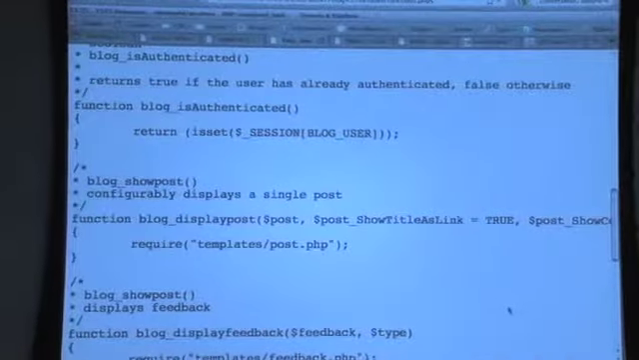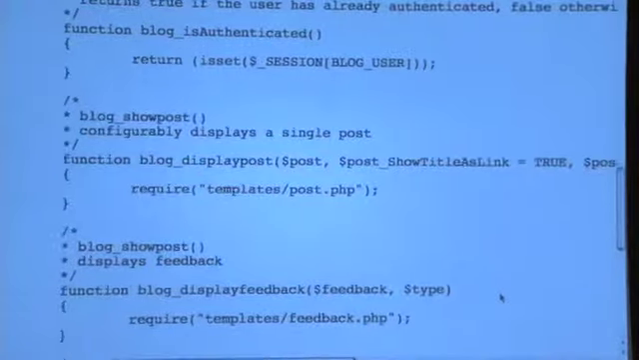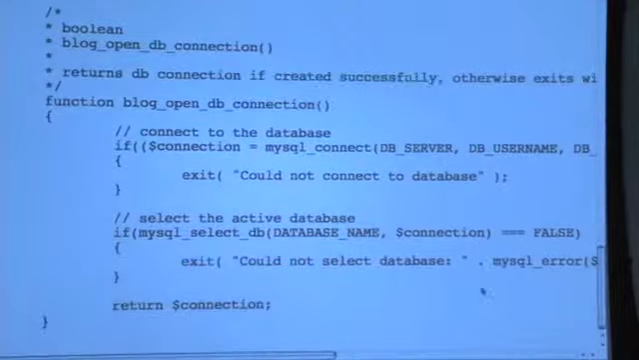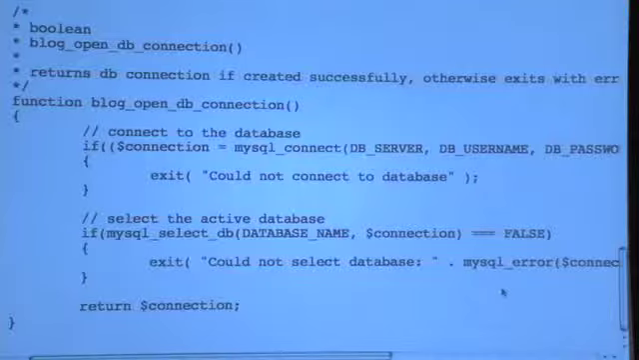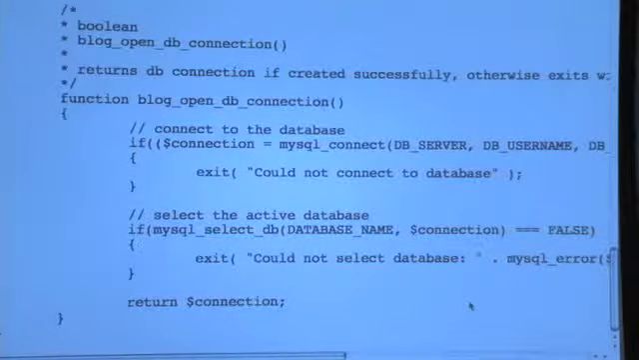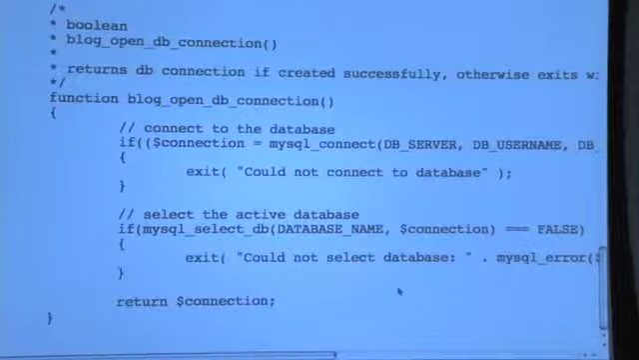templates.posts.php. We'll take a look at what it does in a second. Display feedback, Boolean. So blog open DB connection. This is something we've had in previous examples too. It first tries to connect. If the connection fails, you exit. If not, you select the database. If that fails, you exit. And at the end of it, you just return the connection from the function. So this is a high-level overview: one page that has a bunch of functions. Any questions about the code?